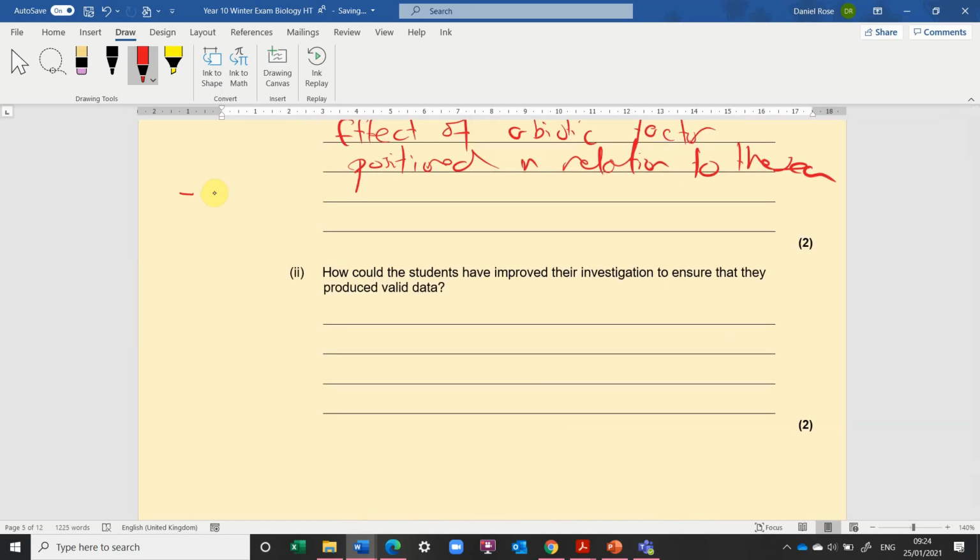Okay, next one is how can students improve their investigation to ensure they produce valid data. Okay, this is really important. Valid data is about ensuring they're controlling all the variables. This is not my answer, this is what validity means. Controlling all the variables.